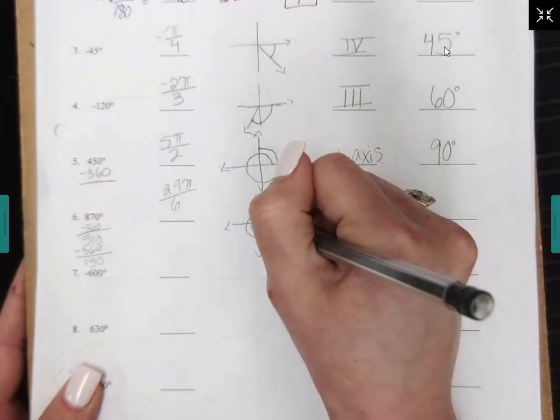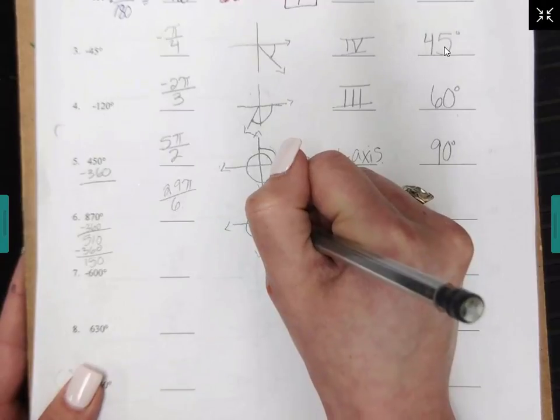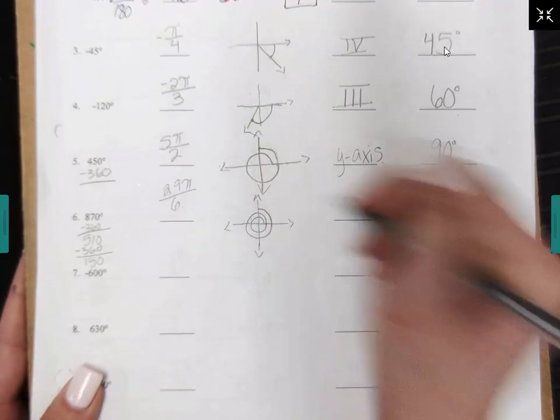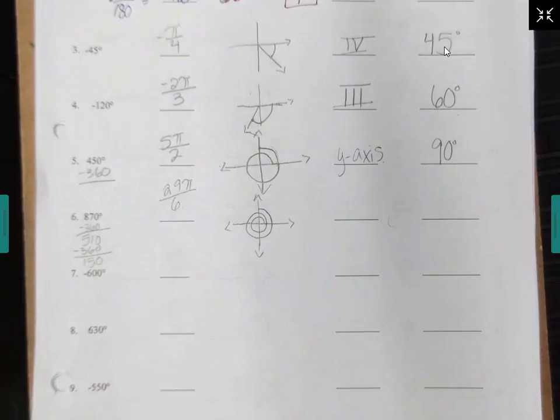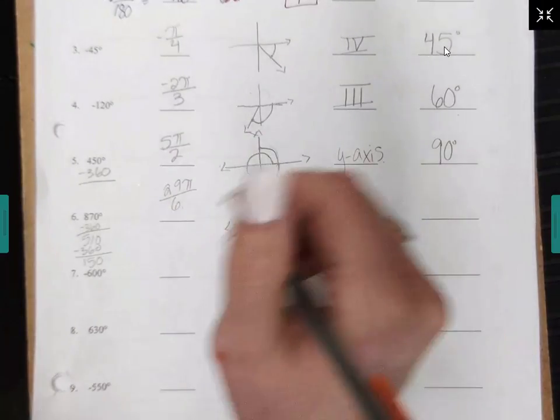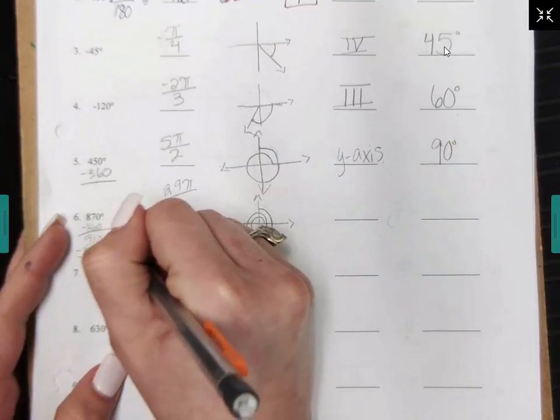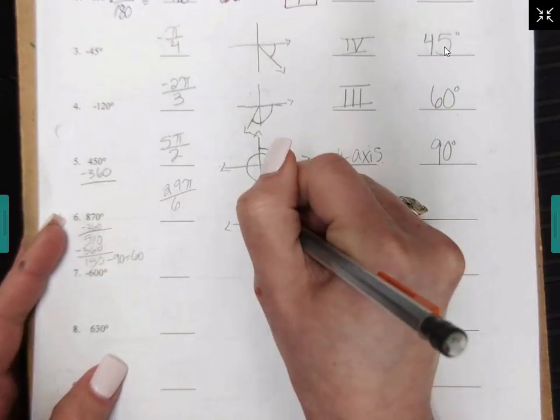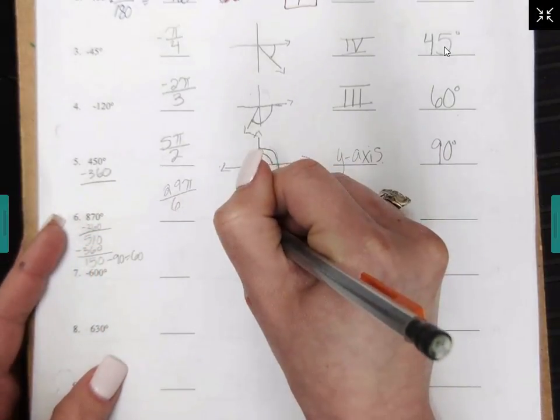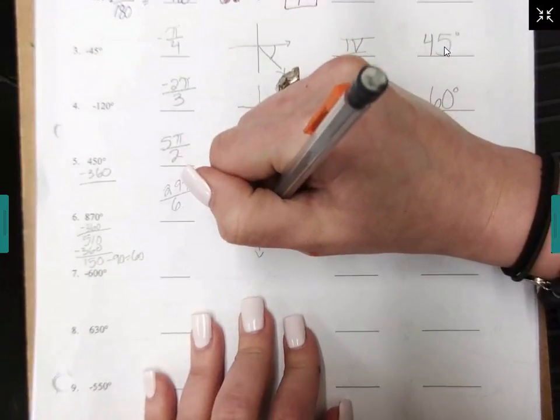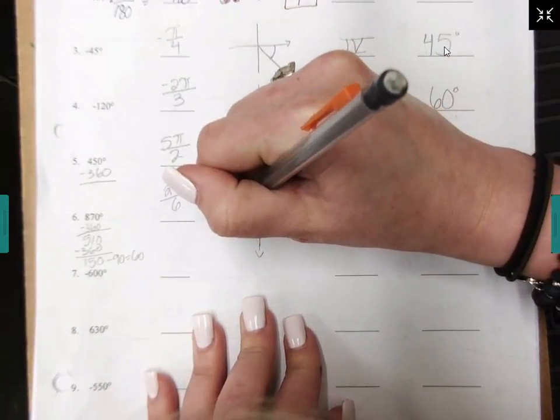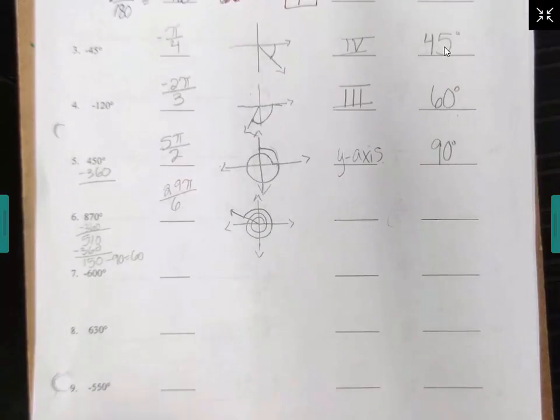So if we start here again and we go 90, how many more do we have left to go? 60. Right, so if we subtracted 90, we would have 60 more because this minus 90 equals 60. So let's go another 60. Do you guys agree about right there? Yep. Do you see what happened? So what quadrant does this end in?